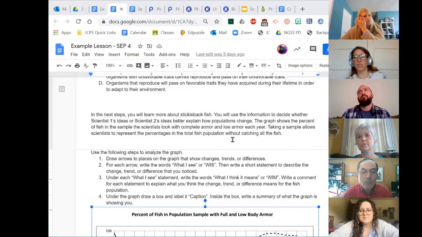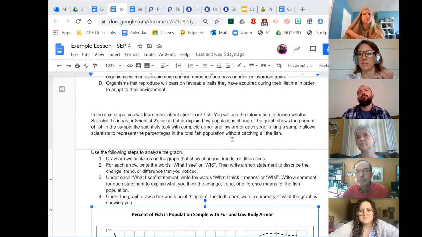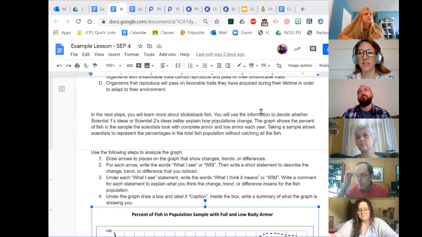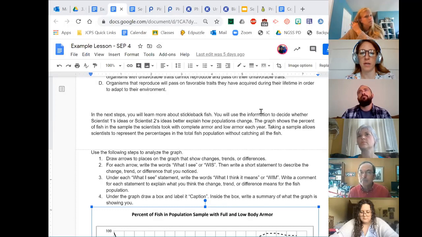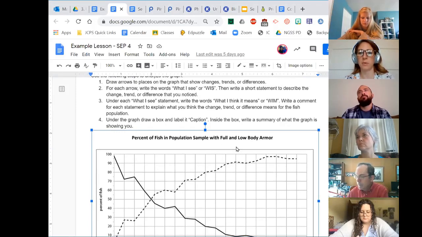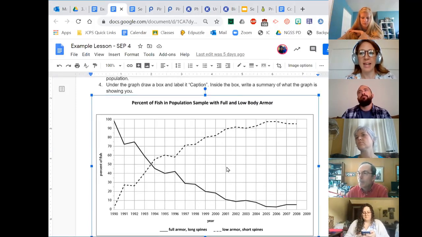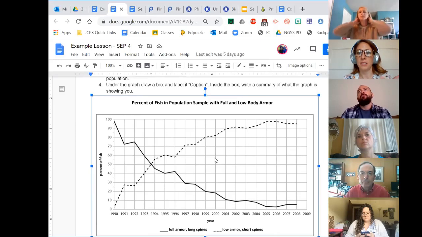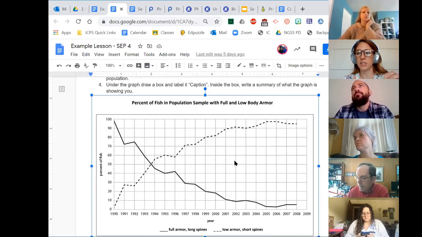All right. So the SEP that we're looking at is analyzing and interpreting data, which is SEP4. And so the activity that they're doing that revolves around SEP4 is looking at this graph about the percent of fish in a population sample with full and low body armor. Okay, and so the goal of this activity is for students to understand the rate at which this population changes. So we can see that it's not an immediate change, which we'll talk about the science ideas behind that in a second. But so they need to analyze and interpret this graph.